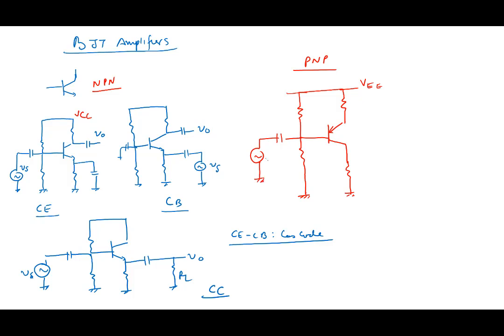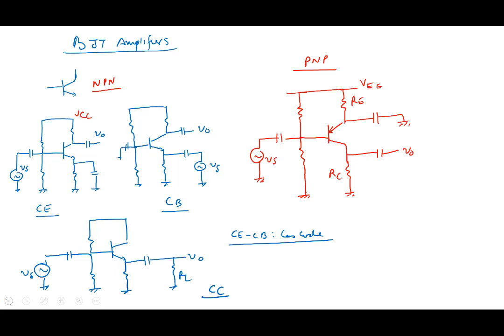Let's say common emitter configuration, VS here, but you would take the output here at the collector, V0. This is our RC, and you could put a bypass capacitor across RE to ground, and this would behave in a very similar manner. This is a PNP common emitter amplifier. Emitter is at the top, current flows from emitter to collector, and the emitter-base voltage is equal to 0.7. The rest is very similar.